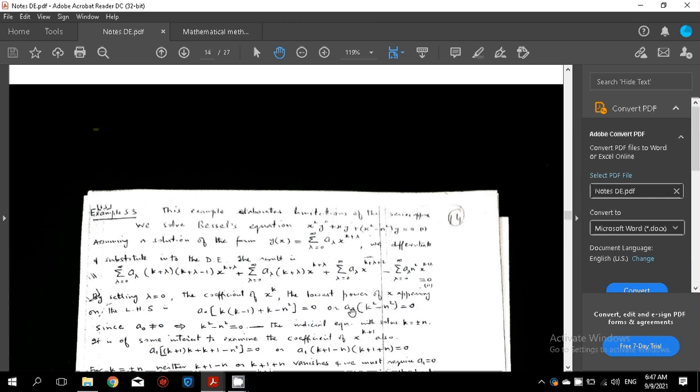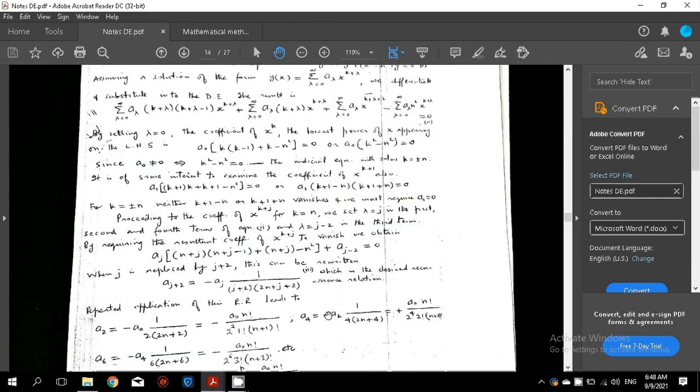Because a naught is not 0, the initial equation is then k square minus n square is equal to 0. So you have two roots of k, which are plus n and minus n, and these two roots will furnish you the two solutions of the differential equation.